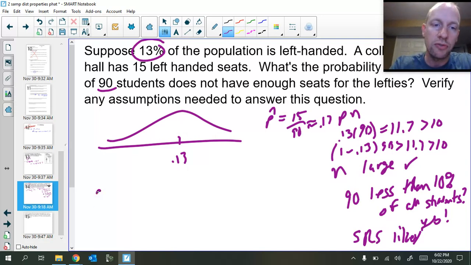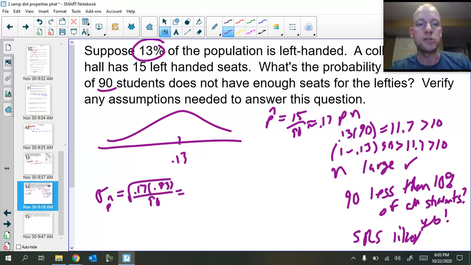So let's figure, first of all, what is sigma p hat? We got the square root of 0.17 times, not 0.17, 0.83, over 90. Crunch that. Square root of 0.17 times 0.83 divided by 90. And we get 0.0395. So we'll do 0.04.